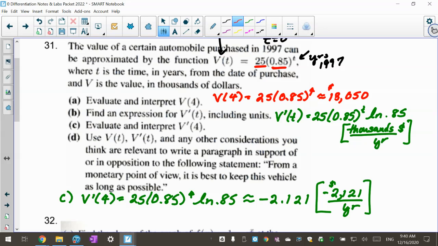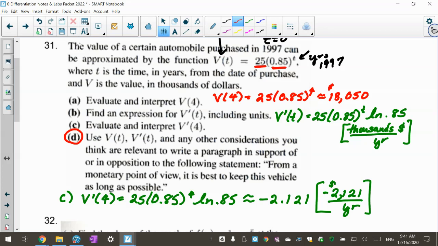Now for D, it says, use V of T, V prime of T, and any other considerations you think are relevant to write a paragraph in support or opposition to the following statement. From a monetary point of view, it is best to keep this vehicle as long as possible. Well, again, this is your viewpoint.